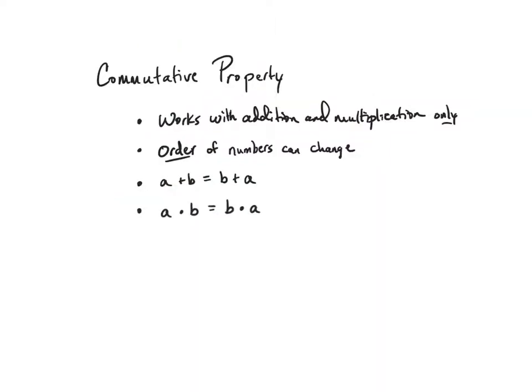So to review, the commutative property works with addition and multiplication only. It says the order of numbers, the operands in a problem, can change without affecting the result. And using variables, a plus b equals b plus a, and a times b equals b times a, where a and b are any numbers.